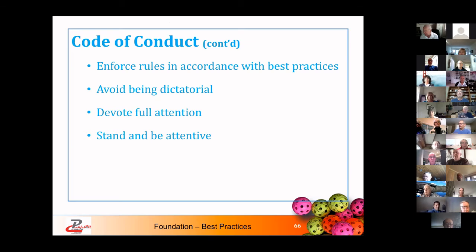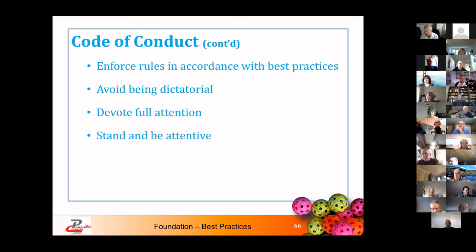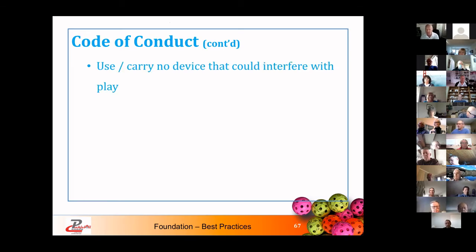Stand and be attentive. I think the important thing there is your standing. There is no sitting as a referee. No slouching and leaning on fences, nothing like that. That's not professional. So again, you're in the spotlight and you need to be thinking that way the whole time. Use and carry no devices that could interfere with play. Most definitely, cell phones, I wouldn't even bring it on the court. Get away from it completely, and don't be distracted by anything else.